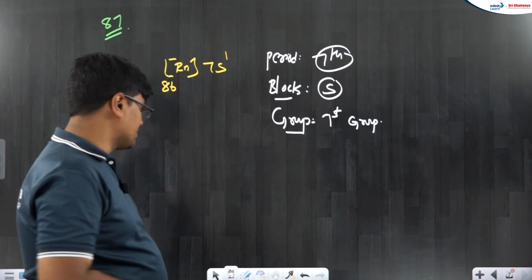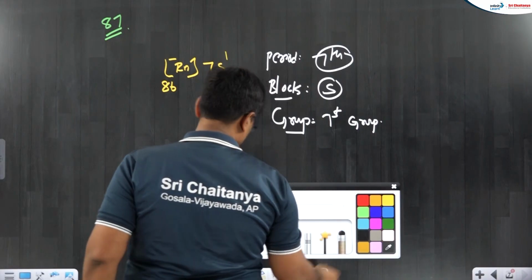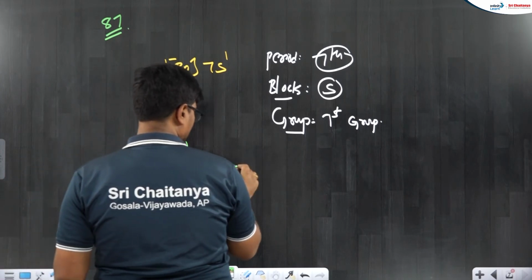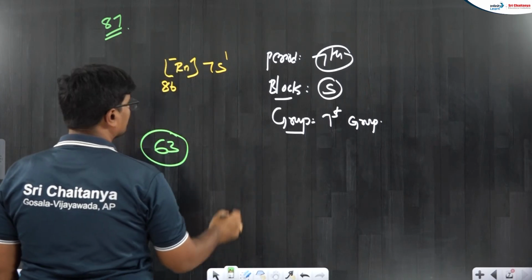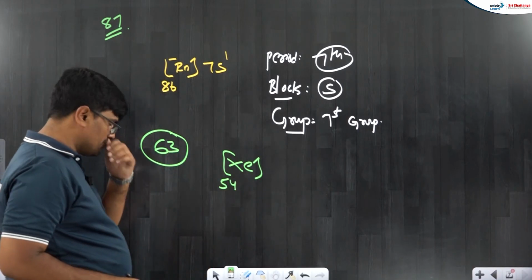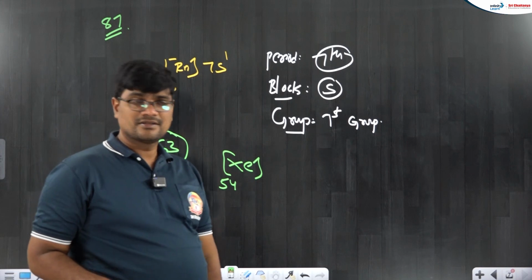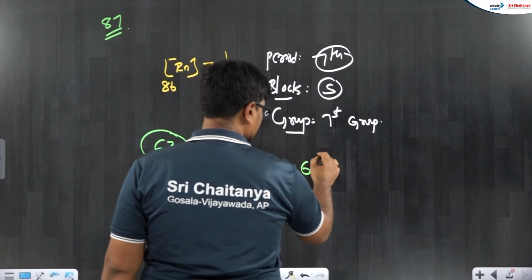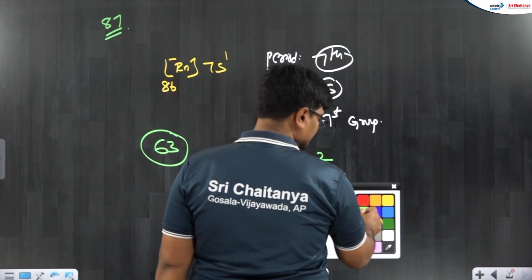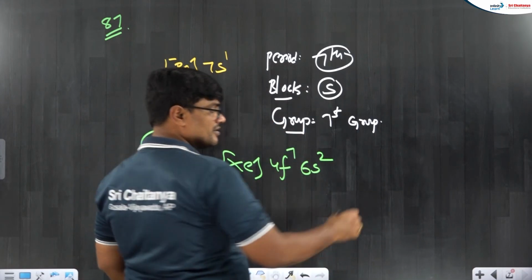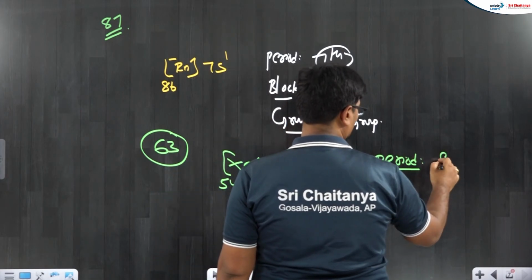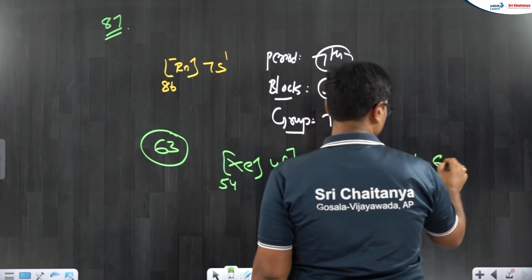Let's go for one more. For example, I am writing 63. Suppose 63 means I need to cross xenon again. 54 electrons already done. 63 minus 54 means we need to fill 9 more electrons. So after xenon, we have 6s2 and 4f7. That means where is the last electron filled? F block. What is the period number? 6th period.